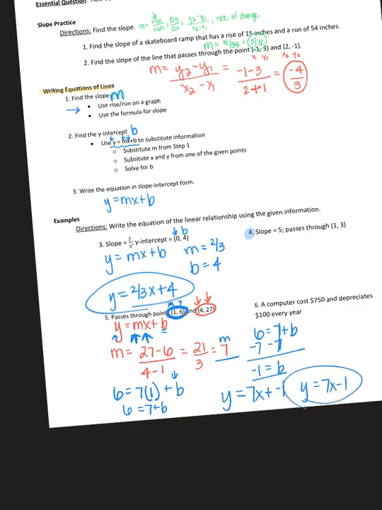Okay, so that's writing the equation of a line given two points. So if you need to go back and do number 4 now, the process for solving for b will be the same in number 5 as it is for number 4.